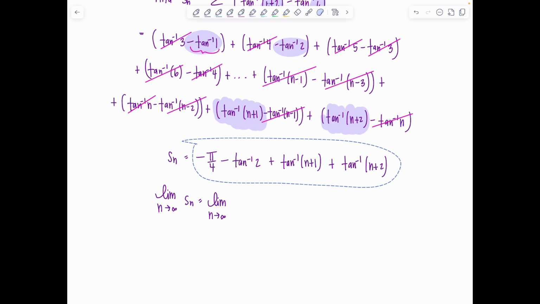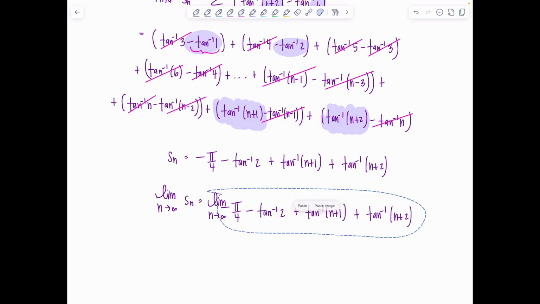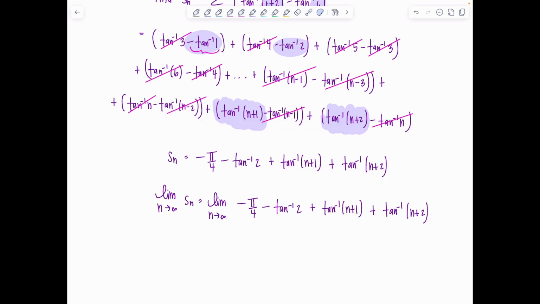So that's going to be the limit as n goes to infinity of all of this. Will you allow me a copy paste? Oh, wonderful. Okay, please put parentheses though on the limit. Yes, yes. Okay, so let's see. What happens as n goes to infinity? This is a constant, so nothing happens. Also, tan inverse of 2, a constant. I'm going to leave it as is.